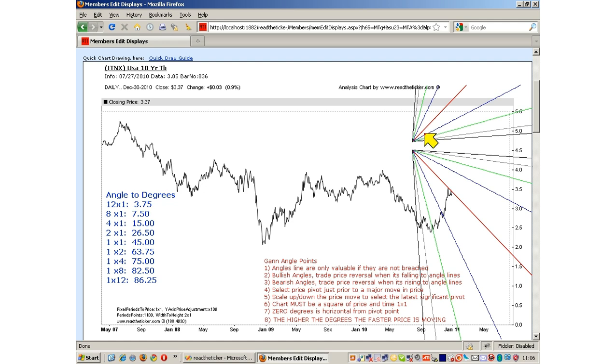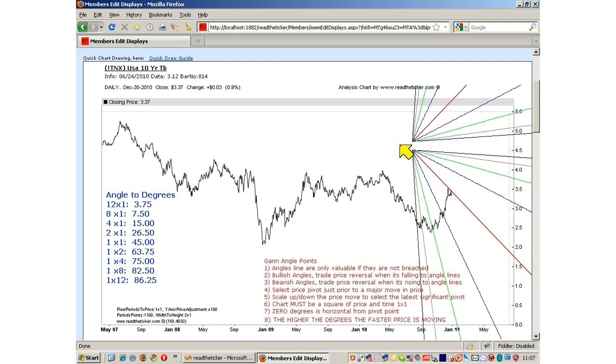Gann angle lines are only valuable if they are not breached. Bullish Gann angles, we wish to find price where it's falling back onto the angle to bounce off, so a minor reversal in line with the trend. Bearish Gann angle, we're trying to find price that bounces up to the angle and bounces off them and continues the price downwards.